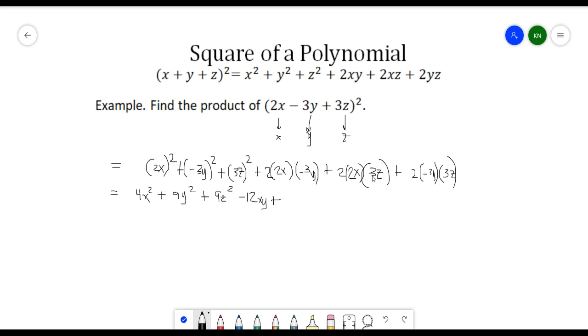For this one, these are all positive. 2 times 3, that is 6, multiplied by 2, that is positive 12, and we have the terms x and z. For the last term, we have negative 3 times positive 3, that is negative 9, multiplied by 2, that is negative 18yz. So since there are no terms here that are alike, meaning to say this is already our final answer.